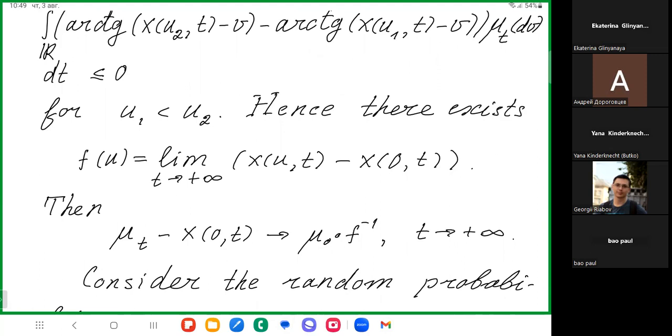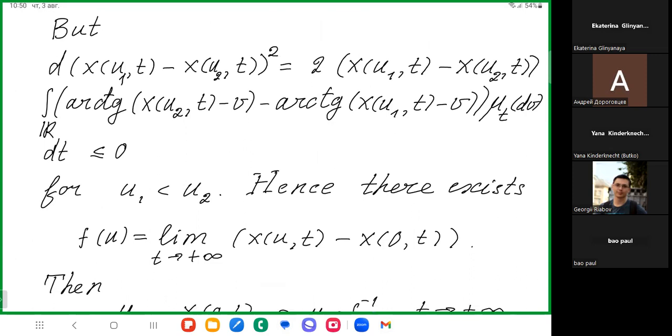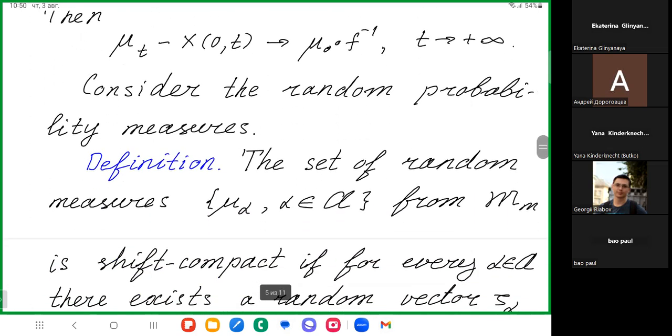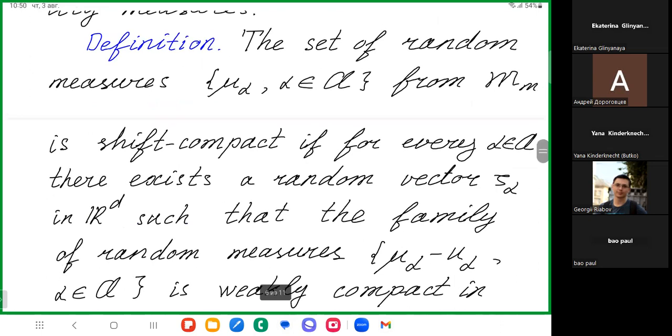I propose one candidate of the shifting family, x_u0(t). This gives us the understanding that maybe in the stochastic case we will have the same. And now let me propose to you a definition of shift compactness in the stochastic case. Actually, it is more or less the same.